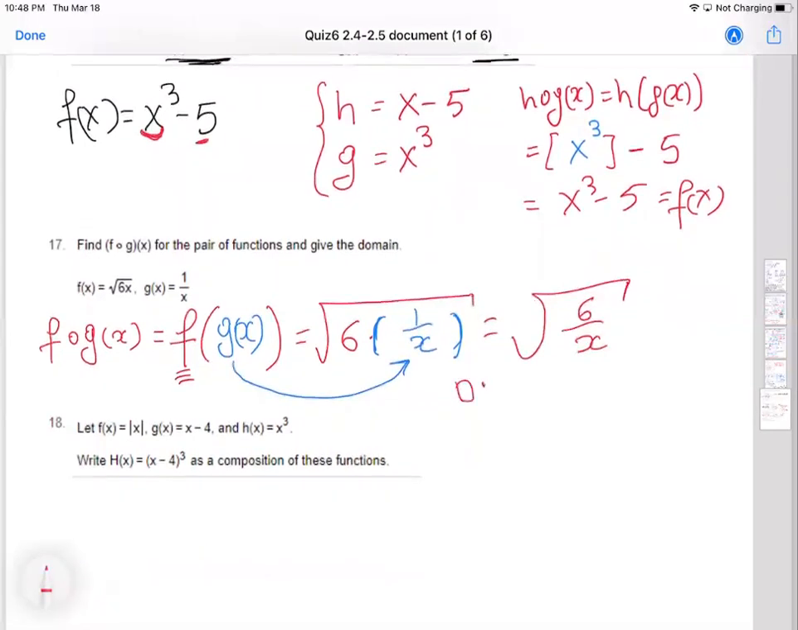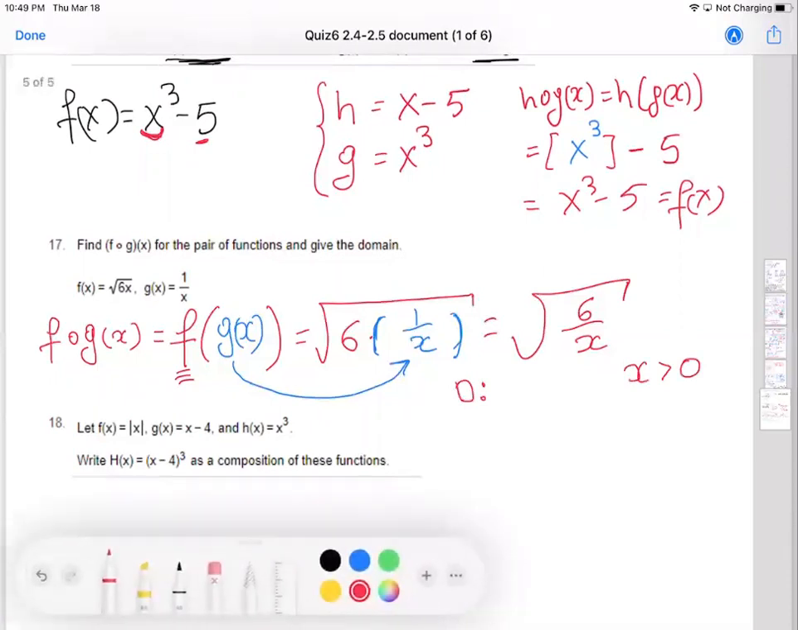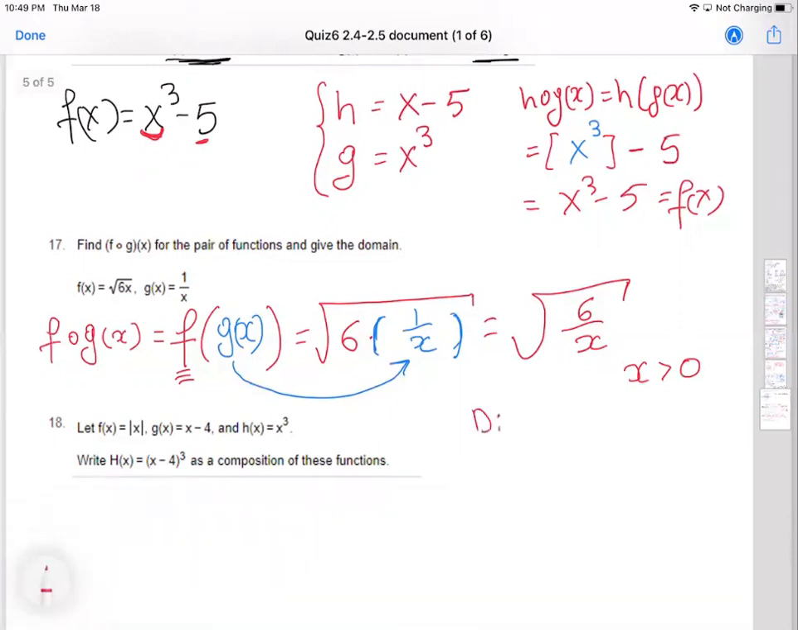Domain. What is the domain of the square root of 6 over x? Because we have a square root, we need 6 over x to be positive, but we're dividing by x. So we actually need x to be greater than 0. So the domain in interval notation is all x greater than 0, so that is 0 to infinity, not including 0.